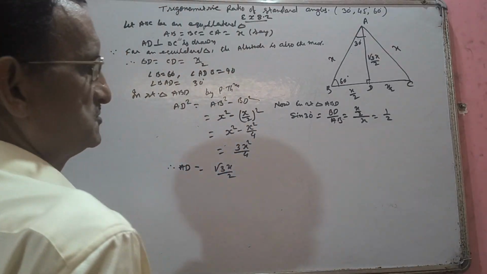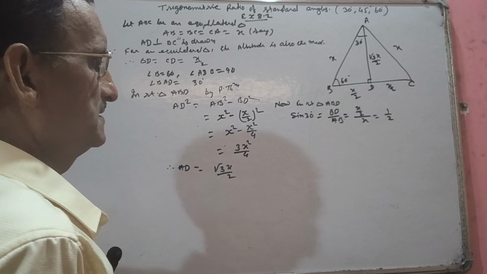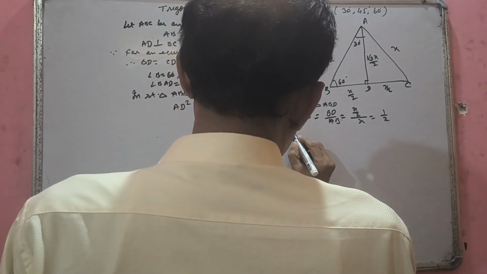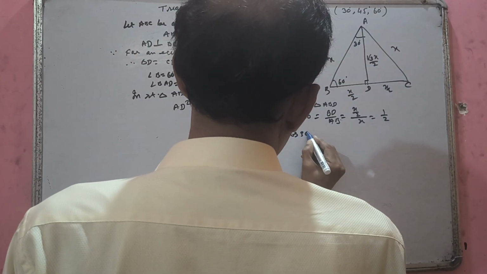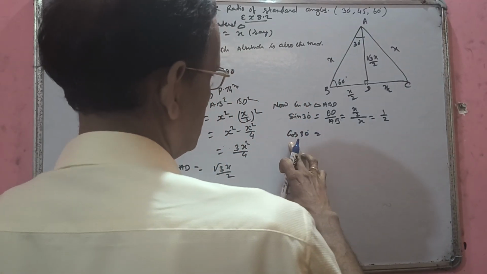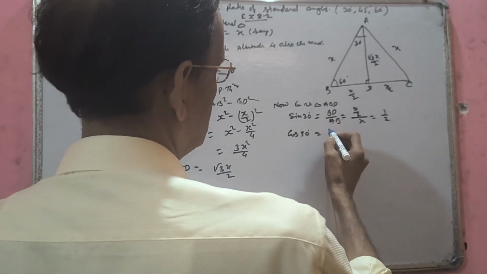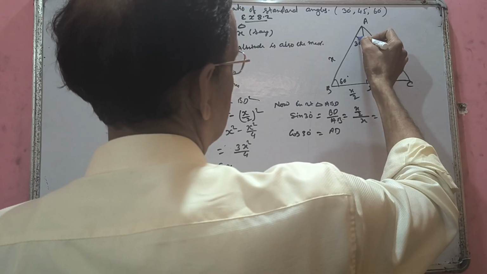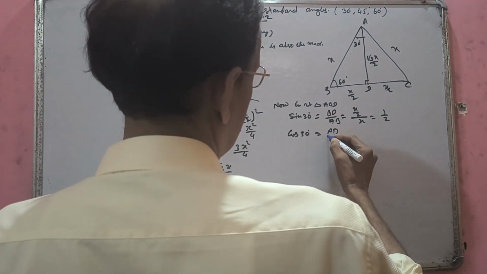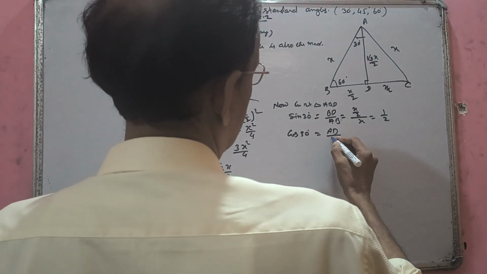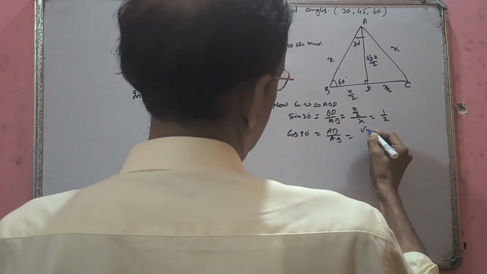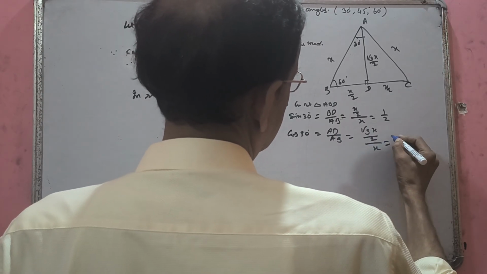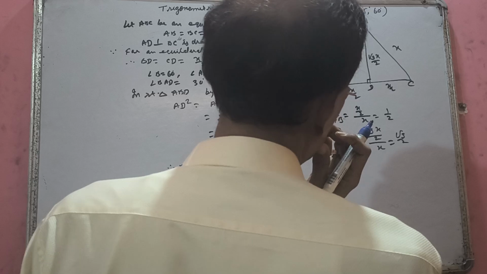Sometimes this is the question: find geometrically the value of sine 30 degree or sine 45 degree, anyone. Similarly, cos 30 degree, cos theta formula is B by H. B means adjacent side. The angle you have considered, the adjacent side is AD and the hypotenuse is AB. AD we have calculated, root 3X by 2 by X. So X's cancel, how much will we get? Root 3 by 2.